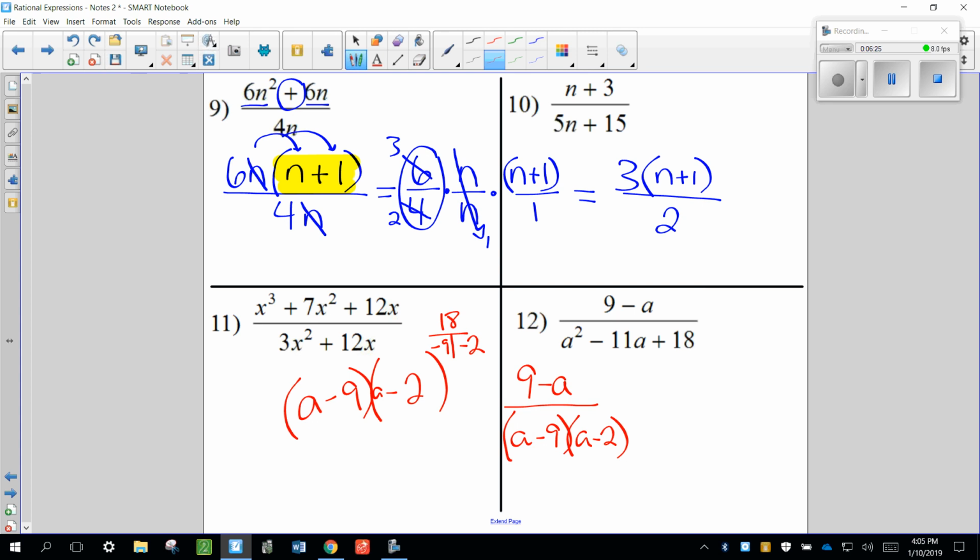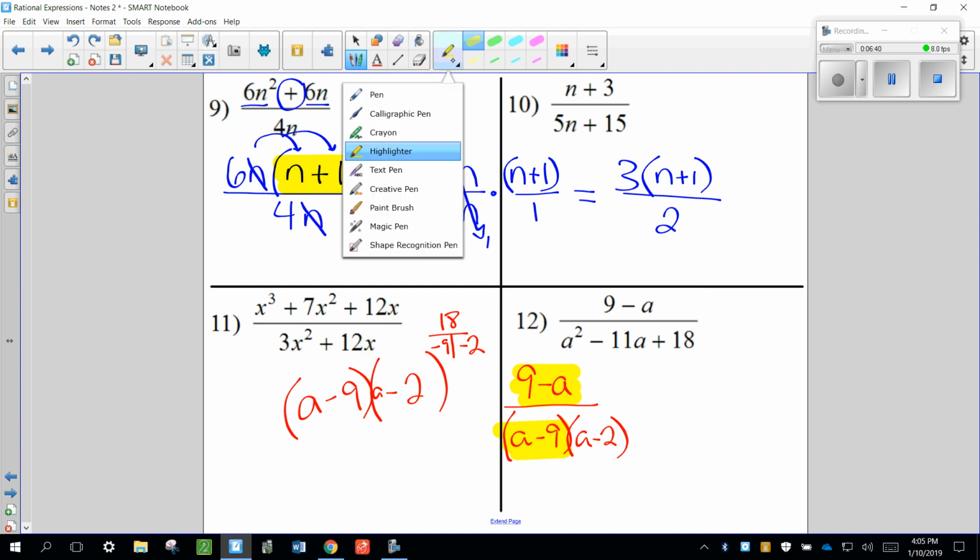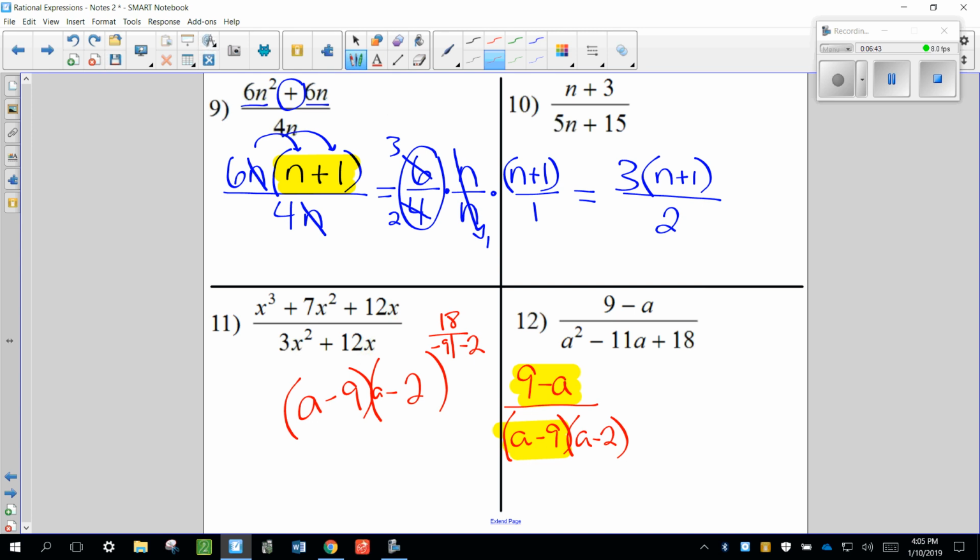Okay, so it looks to me like the things that might divide out are 9 minus a and a minus 9. But in the numerator we have a negative a, and in the denominator we have a positive a. In the numerator we have a positive 9, and in the denominator, we have a negative 9. Those are the exact opposites. So if you had something like negative 4 divided by 4, that would be equal to negative 1, right? Because they're opposites. 4 divided by 4 is 1. So if we have the exact same factor, they equal 1. But if we have exact opposites, they equal negative 1. So these will divide out and equal negative 1.